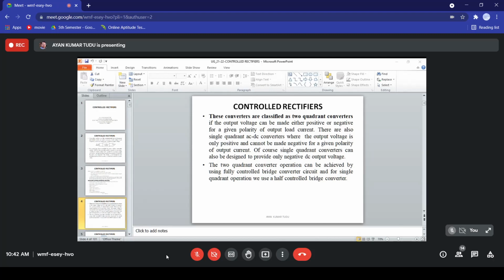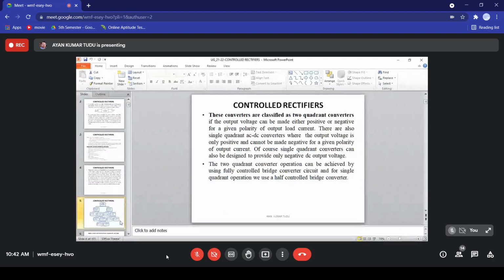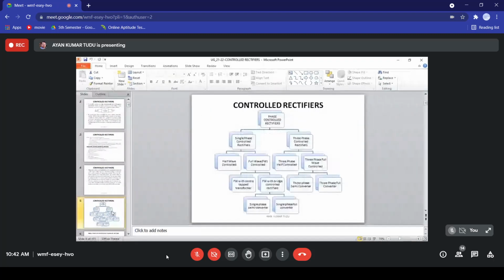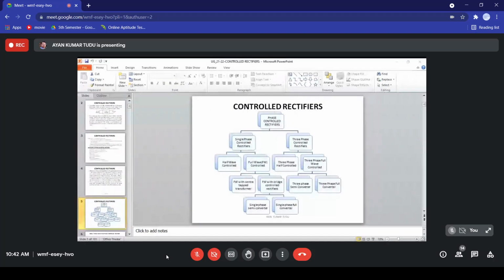Okay, so let us see now the controlled rectifiers. What are the various types of controlled rectifiers? As you can see, these are the various types of controlled rectifiers.